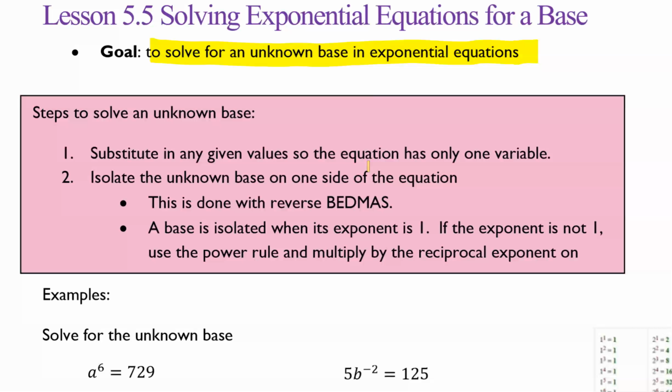Number 2 says isolate the unknown base on one side of the equation, and we do that by using reverse BEDMAS as always. And a base is isolated when its exponent is 1. That's the new little detail here. If the exponent is not 1, we have to use the power rule and multiply it by the reciprocal of whatever it is so that we can turn it to 1. Use the power rule and multiply by the reciprocal exponent.